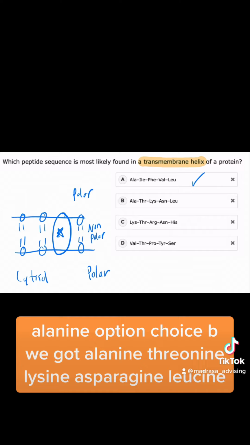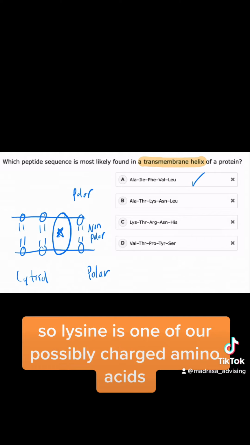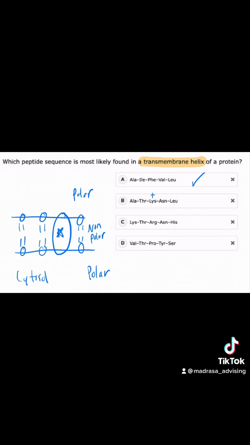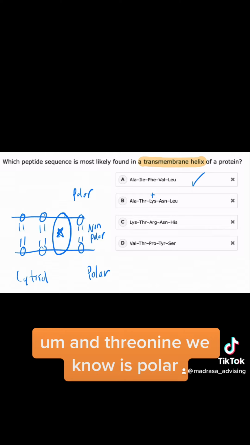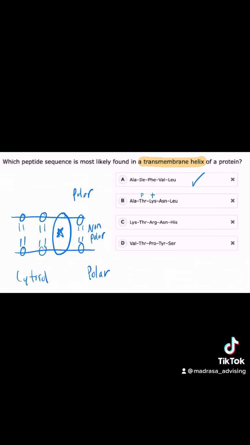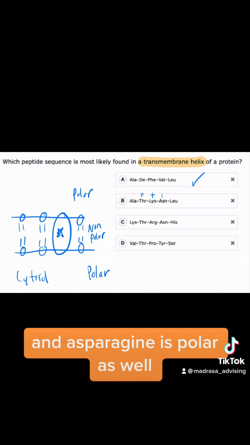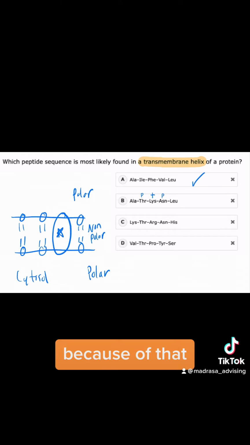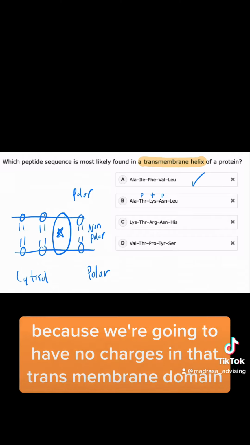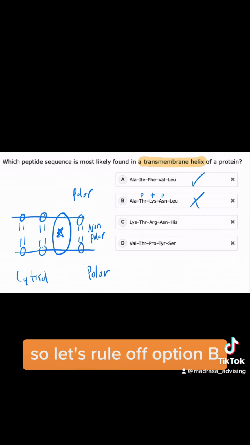Option choice B, we got alanine, threonine, lysine, asparagine, leucine. So lysine is one of our positively charged amino acids, and threonine we know is polar, and asparagine is polar as well. Because of that, this is not a very good answer choice because we're going to have no charges in that transmembrane domain. So let's rule off option B.